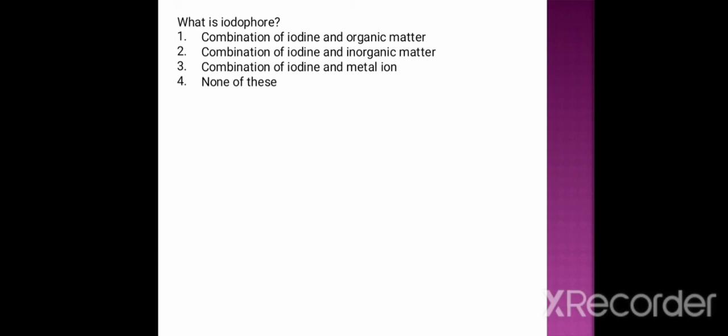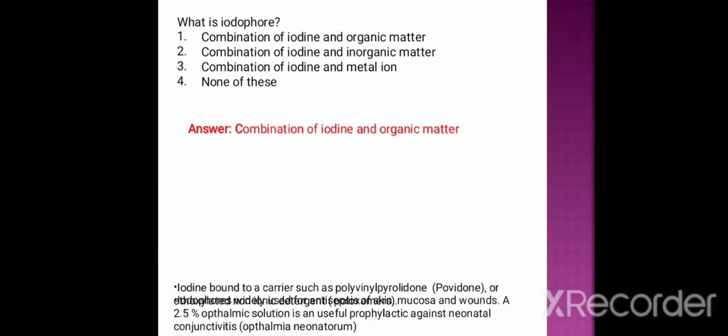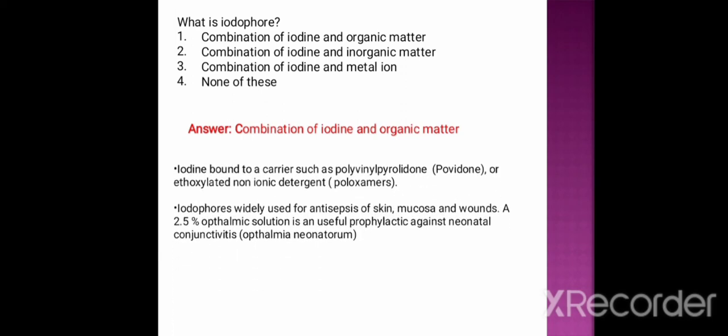What is iodophore? Option 1, combination of iodine and organic matter. Option 2, combination of iodine and inorganic matter. Option 3, combination of iodine and metal ion. Option 4 is none of these. And the correct option is combination of iodine and organic matter. Iodine is bound to carriers such as polyvinyl pyrrolidone, that is povidone, or ethoxylated non-ionic detergents such as poloxamers. Iodophore is widely used for antisepsis of skin, mucosa and wounds. A 2.5% ophthalmic solution is a useful prophylactic agent for neonatal conjunctivitis.